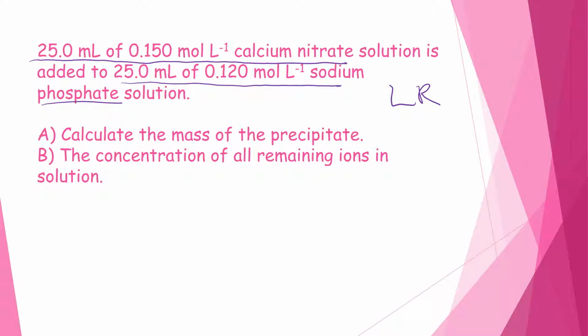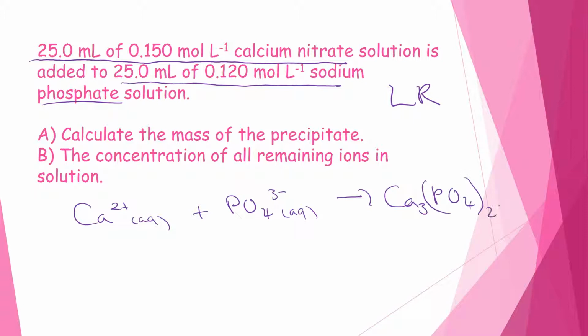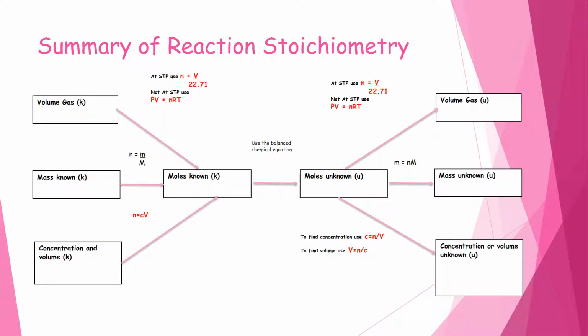Now the other thing is we don't have an equation, so we must write an equation before we start. So we've got calcium ions and phosphate ions will give us calcium phosphate. I know this by using my solubility tables, that this will come out as a precipitate, and make sure that it is balanced.